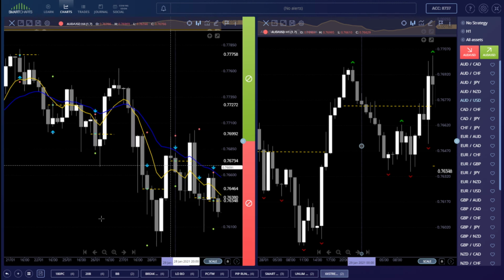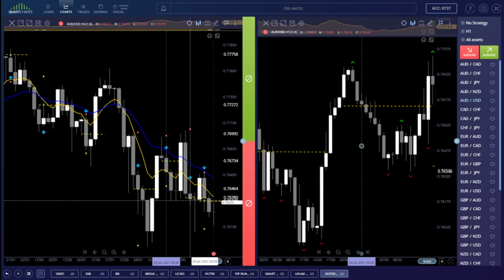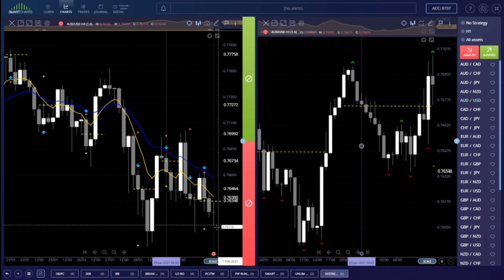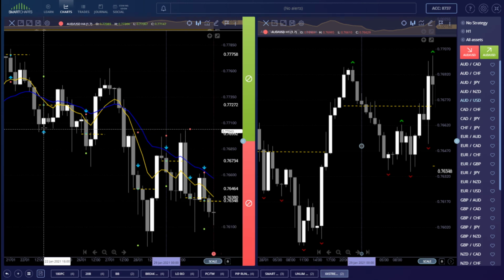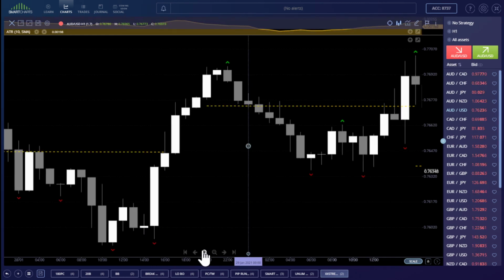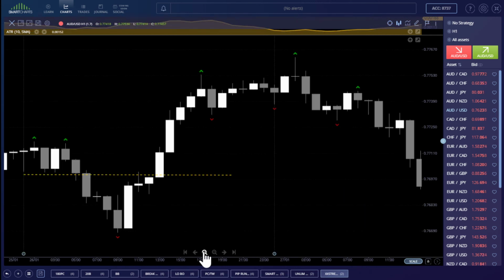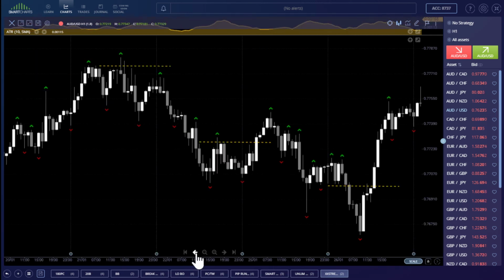This one here would have been a winning trade. This one here, not a winning trade. This one here is still in play. Okay, so we've got like sort of break even. You've got a couple losses, a couple wins, break even. On the 1 hour, let's go back to the start. Okay, let's see what would have happened.